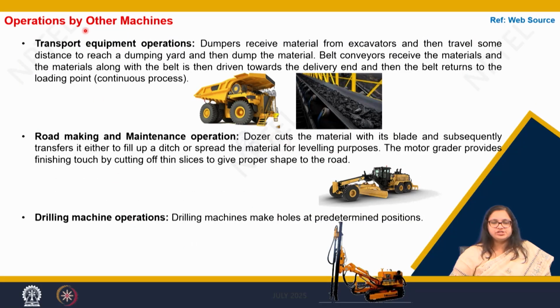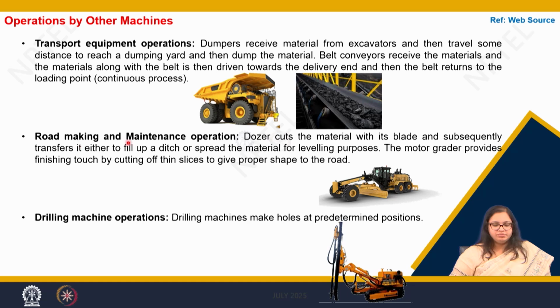Now the operations by other machineries. It can be the transport equipment operation, where the dumper or the belt conveyor carries the material from one point and dumps it at another point. The dumper is an intermittent discharge type transport equipment, and the belt conveyor is a continuous discharge type transport equipment, where it continuously carries the material from one point to the other.